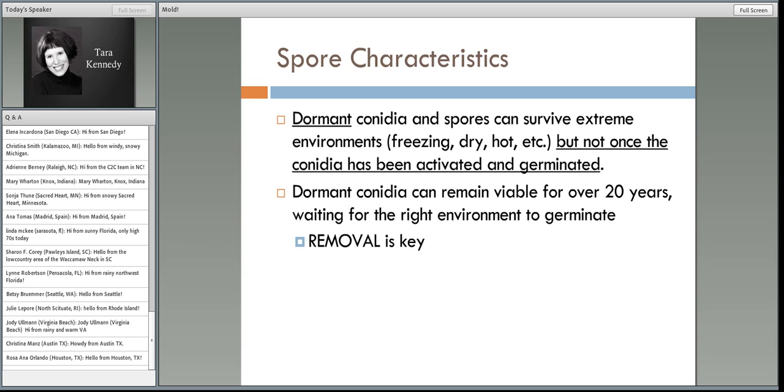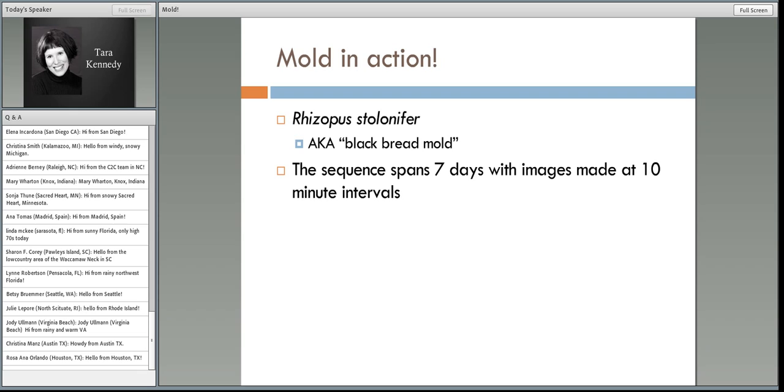Okay, so we have some time for some fun videos, so we can get to see mold in action. The first one, I'm not even going to try to pronounce. I will just call it black bread mold. The sequence that we have here will show the black bread mold over a span of 7 days, and the images were made at every 10-minute interval. So if Jenny could move the video over, that'd be awesome.